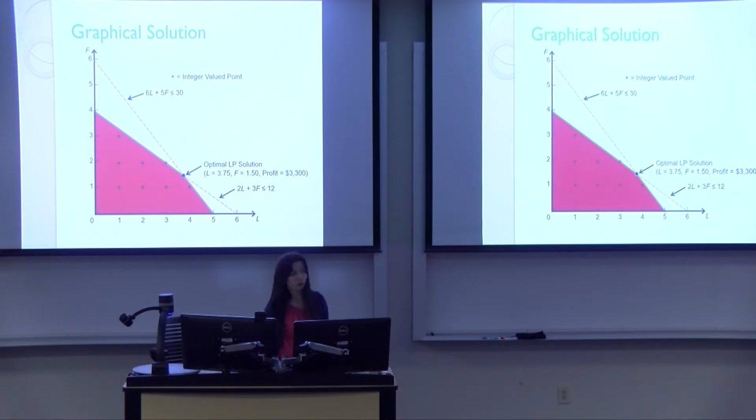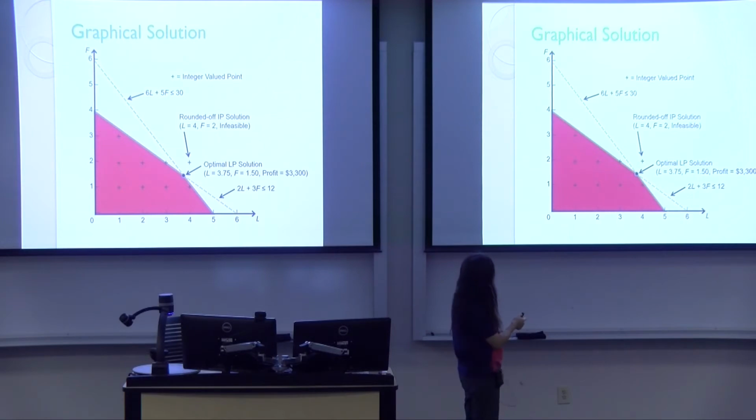So the optimal solution for the linear programming model is this one, right? L equal to 3.75, F equal to 1.50, and the profit is 3,300. However, it is not my integer solution. So a natural way is for this 3.75, you would round up. You would think you want 4 lamps, right? And F equal to 1.50, you round up, then F equal to 2. So this rounded-off solution, is this solution feasible?